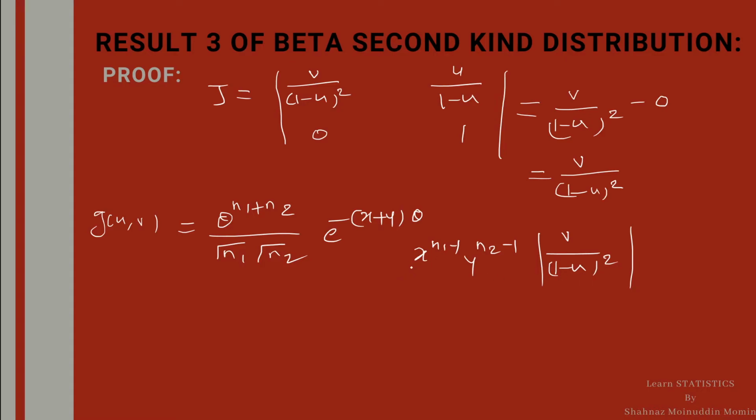Now I will substitute the value of x and y in this expression in order to get a relation between u and v, since we are going to find out the joint PDF of u and v. By substituting the value of x and y, we get theta raised to n1 plus n2 divided by gamma n1 into gamma n2 e raised to minus, we know that x is uv by 1 minus u and y is v into theta.